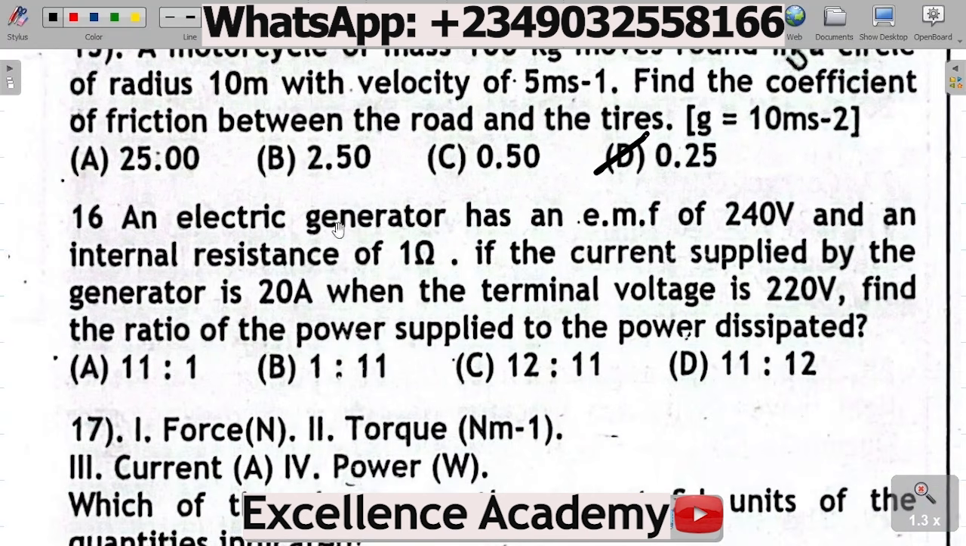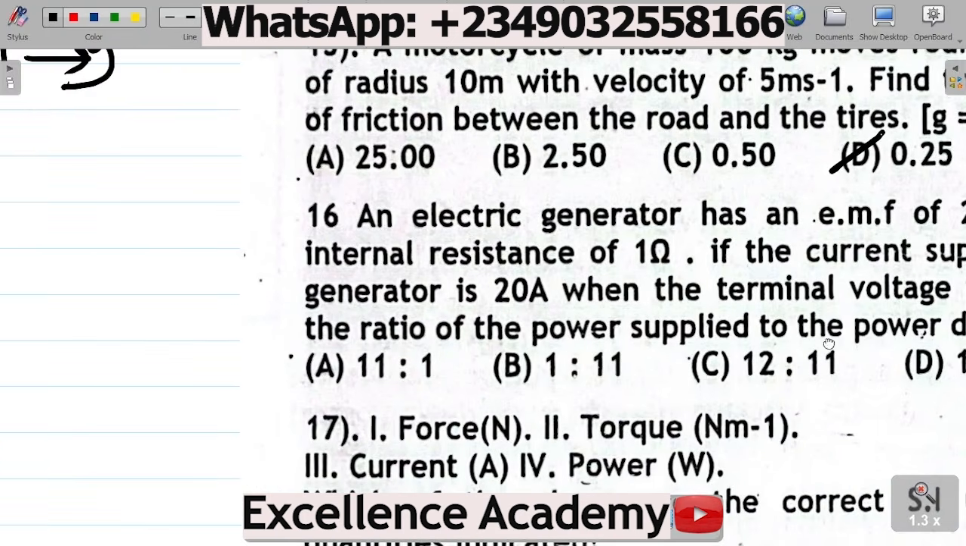Question 16 says an electric generator has an EMF of 240 volts and an internal resistance of 1 ohm. If the current supplied by the generator is 10 amperes, when the terminal voltage is 220 volts, find the ratio of the power supplied to the power dissipated. A, 11 is to 1; B, 1 is to 11; C, 12 is to 11; D, 11 is to 12. Let's solve question number 16.